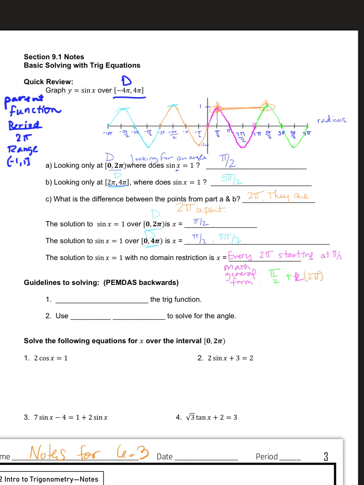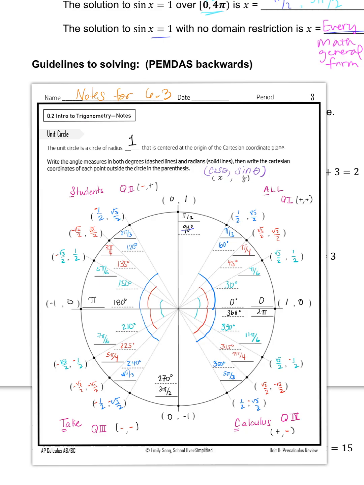So that's at every 2 pi because it's a period, and k is the number of periods. That's just a general form. Up here we just say every 2 pi starting at pi over 2. That's when we're going to see sine x equals 1.